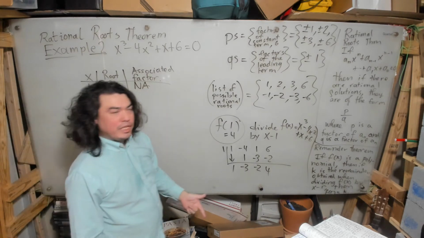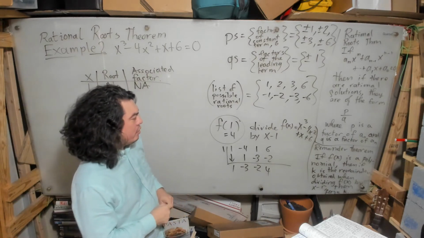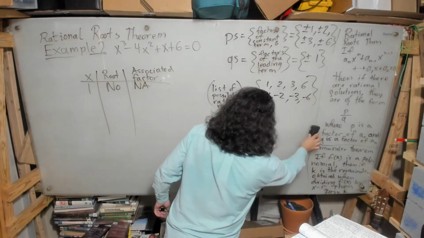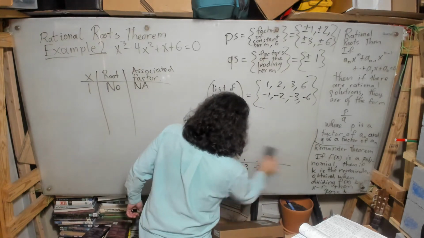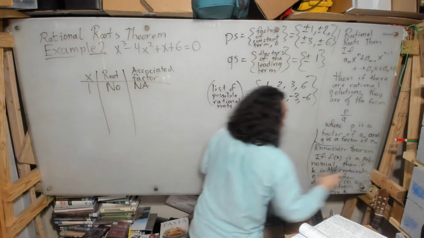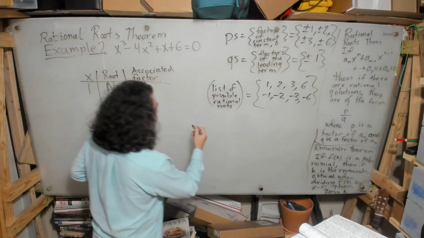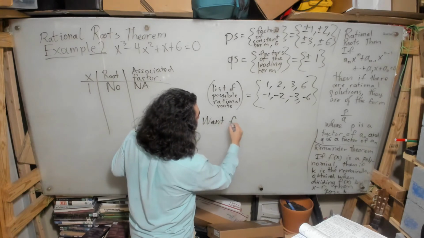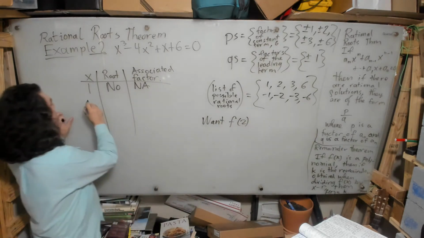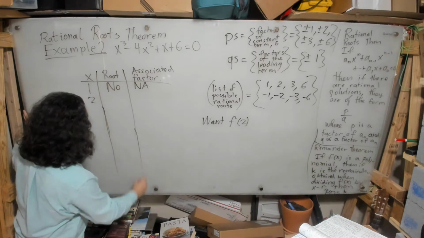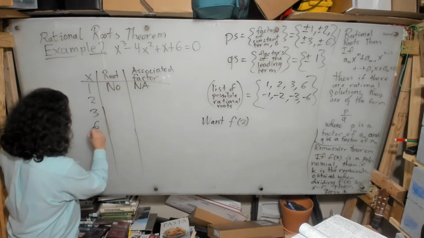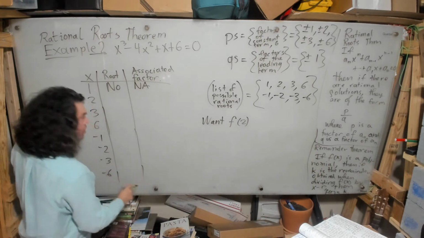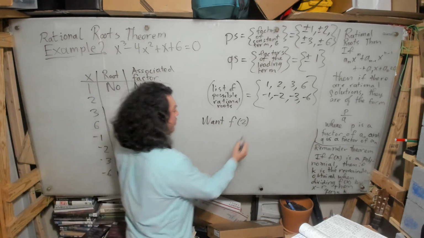Now, let us proceed to the next item in our list. Okay, let's do that together here. Let me erase this. So now we want to know what is f of 2. So let's put that on our list. And in fact, we can make our list longer here: 2, 1, 2, 3, 6, negative 1, negative 2, negative 3, negative 6. We want to calculate f of 2.